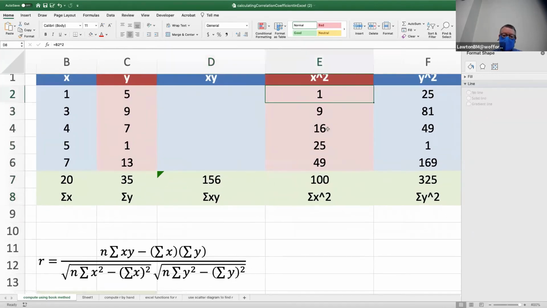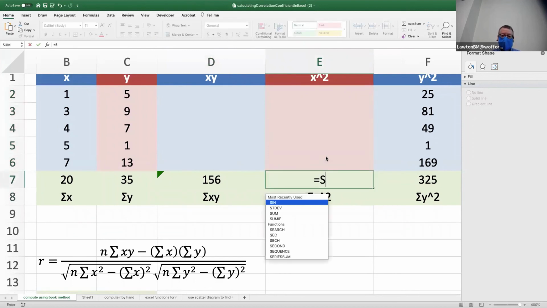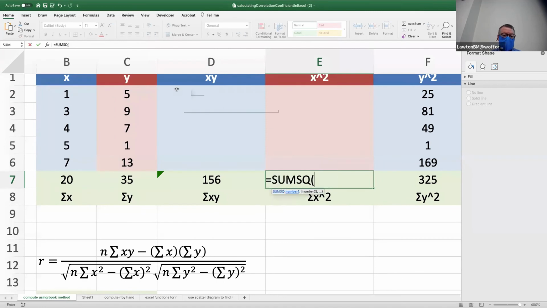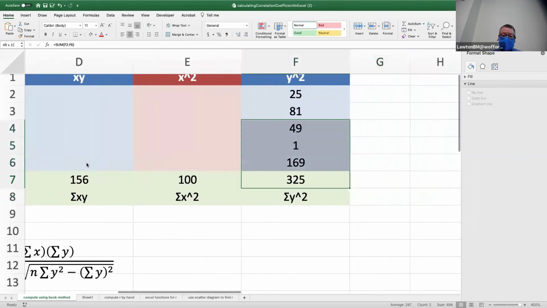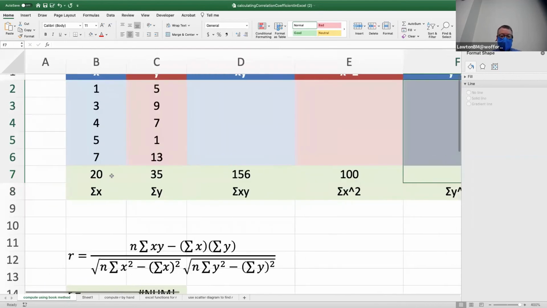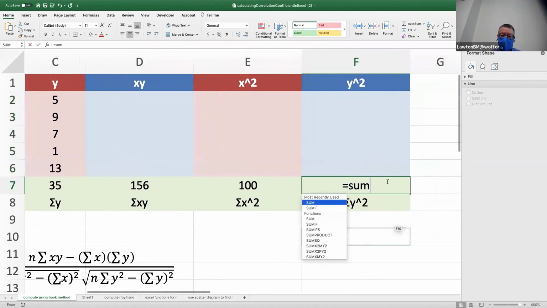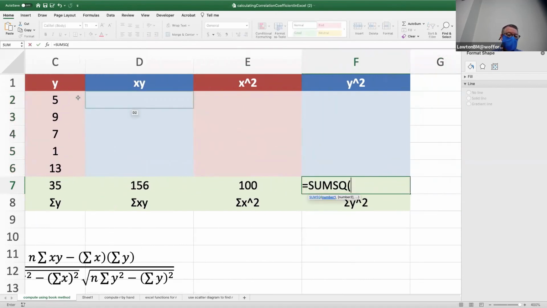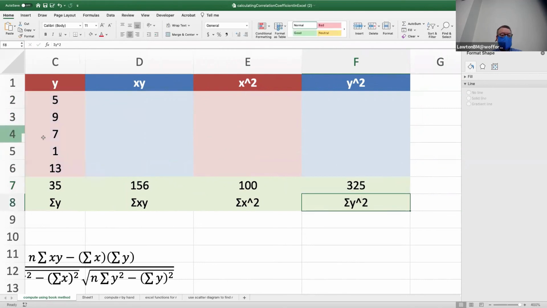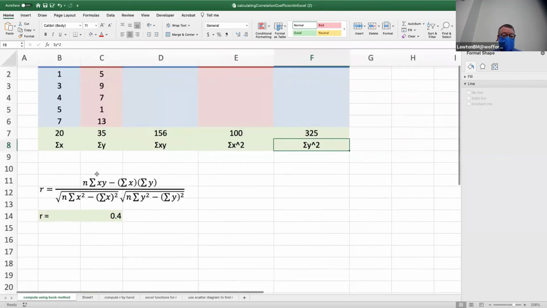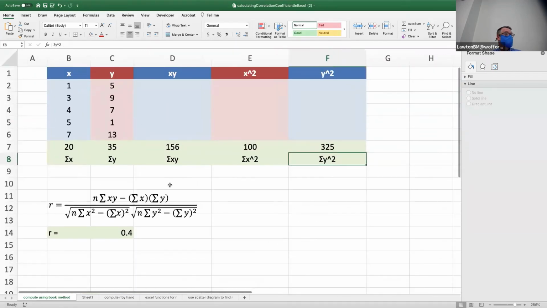Is there a way that I could have gotten the 100 for x squared without having to do any work? Sum squares. So square each x individually, 1, 9, 16, 25, 49, and add them up. Is there a way that I could have gotten this 325 without doing any work? Yeah, sum squares for y. So that says 25, 81, 49, 1, and 169, and I get 325. So that is actually a lot easier. You can plug everything in down here without having to do any manual computations.